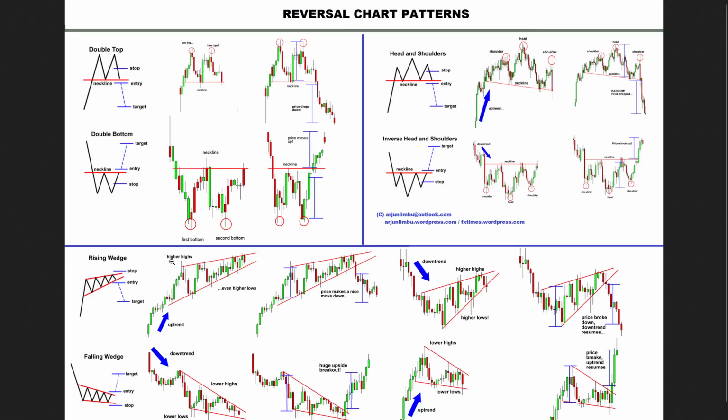Okay, here we have some chart patterns, which are basically reversal charts, I should say. When you see this double top situation, everything right here is basically the outline of it. Everything looks nice, neat, and clean, but this is what you're going to see on your chart.